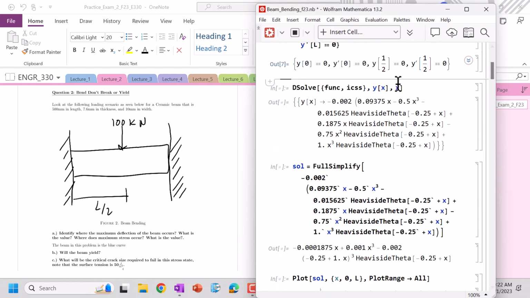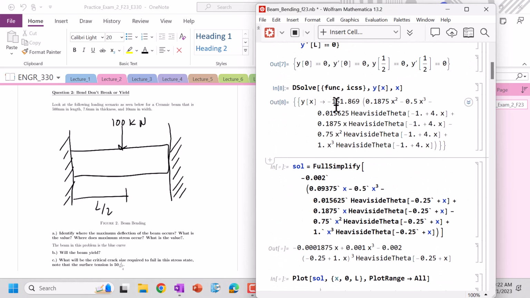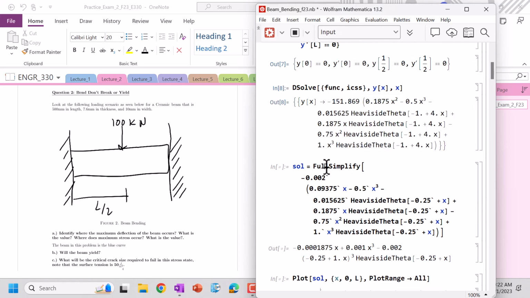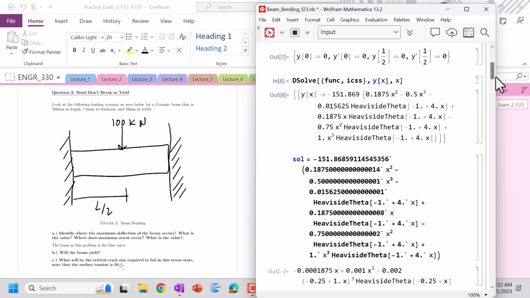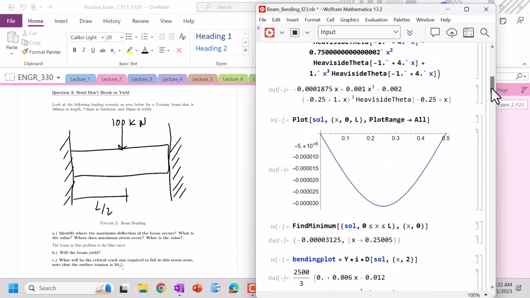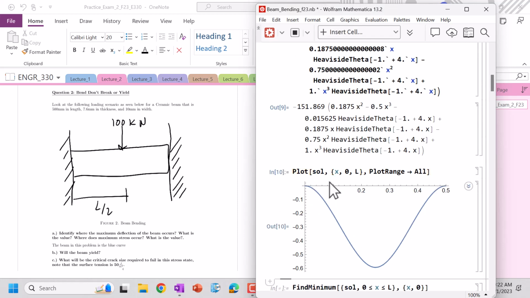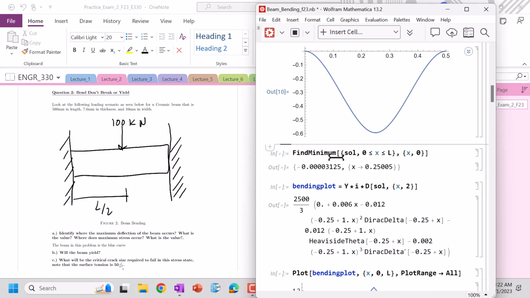So let's go ahead and solve. We'll pull out this value here. That's going to be my solution. I don't even really need to fully simplify. So that's our displacement here. And as we expect, it's going down. Good.